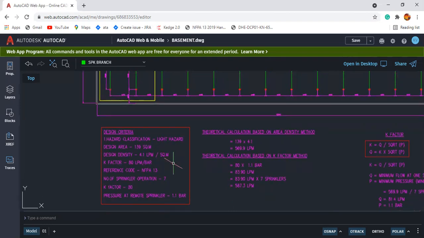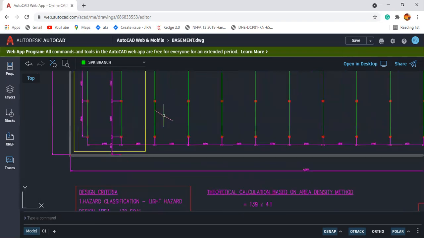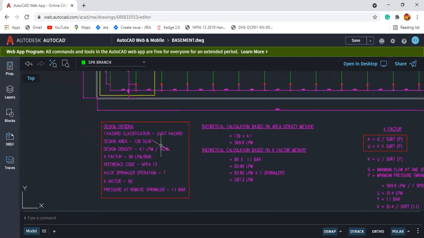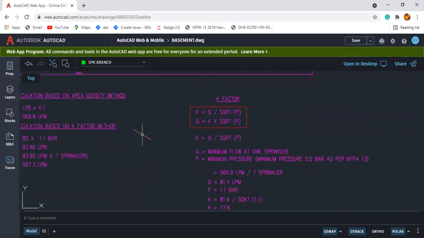Next, important: K factor. It determines the calculated water demand delivered through the sprinkler. An important characteristic of the sprinkler is the K factor. How do we select the K factor? Here I already selected K80 lpm per bar. How did I select it? The K factor formula is K equals Q divided by the square root of P. Here Q means flow of the sprinkler, and P means pressure, the minimum pressure. NFPA 13 says 0.5 bar is the minimum, so at least you should provide 0.5 bar.